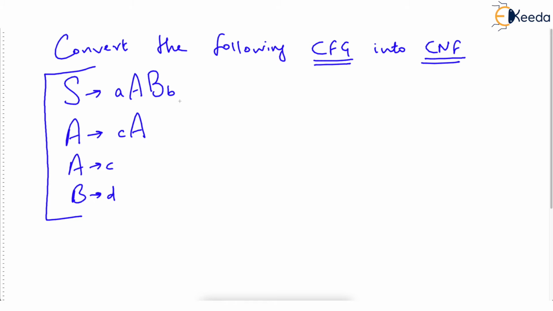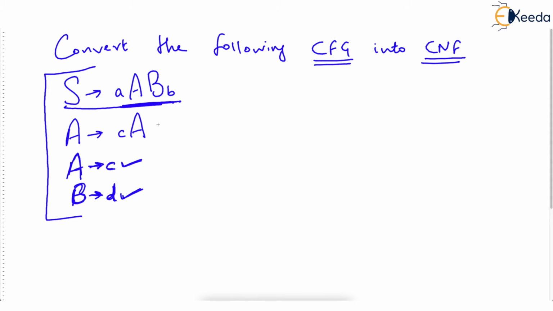As you know, in CNF the right hand side can contain exactly two non-terminals, or exactly one terminal. So you can see this production and this production are already in CNF, because a non-terminal is deriving exactly one terminal. A derives c is the production, and the non-terminal B is deriving exactly one terminal, small d. So both of them are already in CNF. But observe, this particular production is not in CNF because the right hand side has to be exactly two non-terminals.